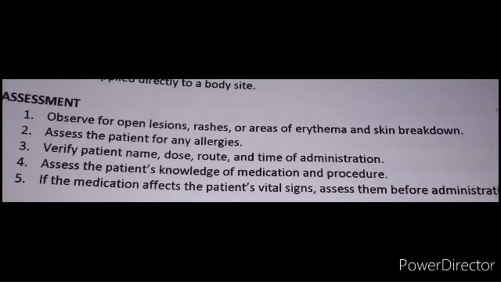For assessment, observe for open lesions, rashes, or areas of erythema or skin breakdown. Assess the patient for any allergies. Verify patient name, dose, route, and time of administration. Assess the patient's knowledge of the medication and procedure. If the medication affects the patient's vital signs, assess them before administration.